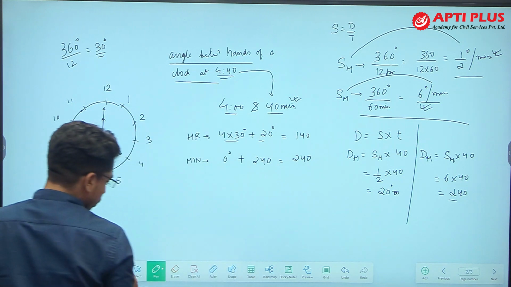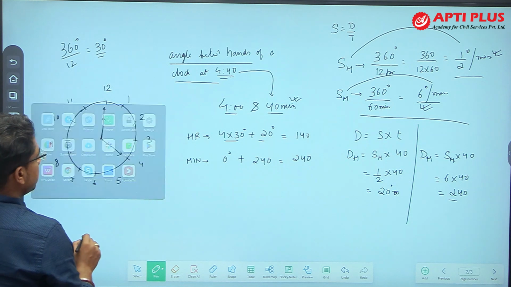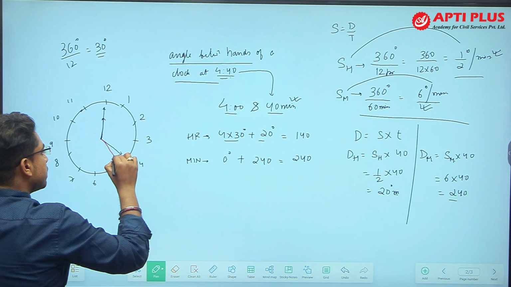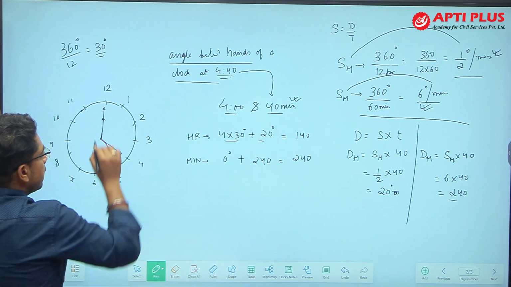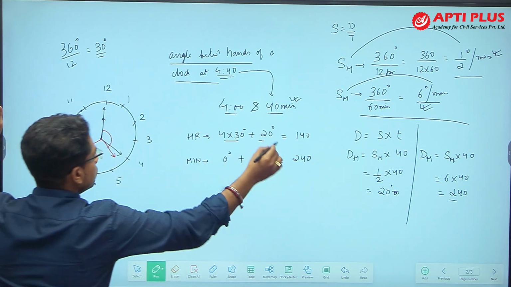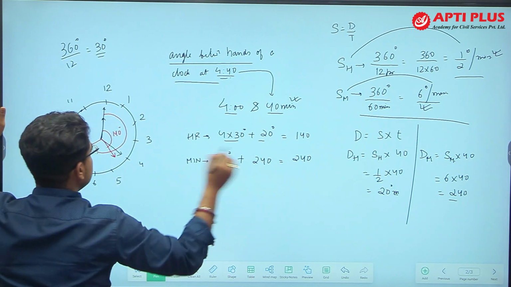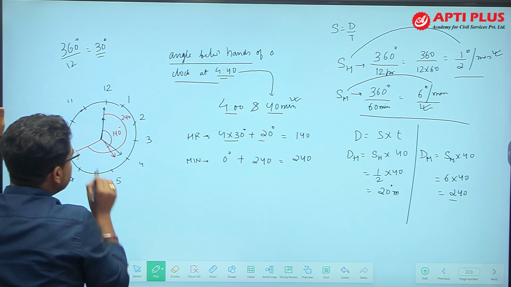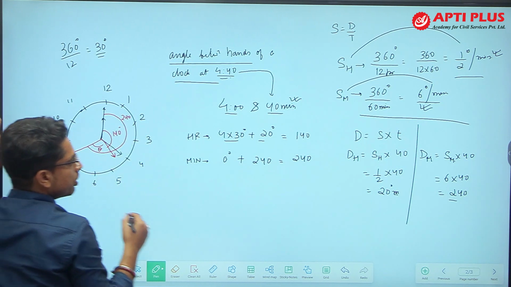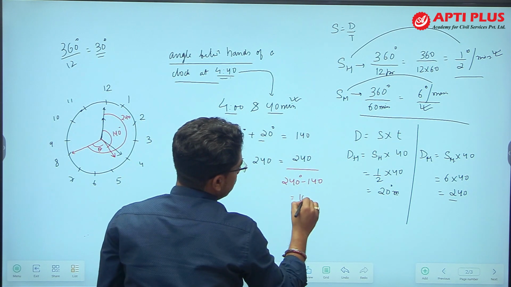Now, let us plot it. However, you are not supposed to draw these things in the exam. This is just for your understanding purpose. I can say the hour hand must have moved something like this at 4:40 and the minute hand must have pointed at 8. So, this angle according to the solution is 140 and this angle according to the solution is 240. So, ultimately how do I get this theta or the smaller angle? Won't it be 240 minus 140? So, at the end I will say my answer to the question will be 240 minus 140, which is equal to 100 degrees.